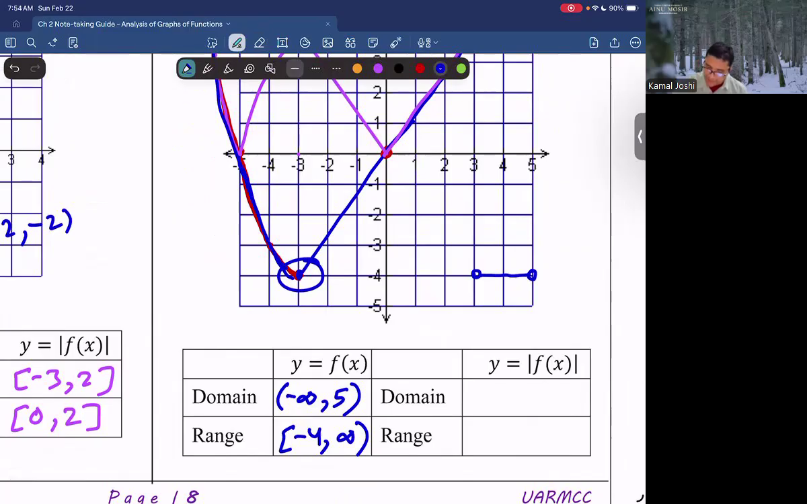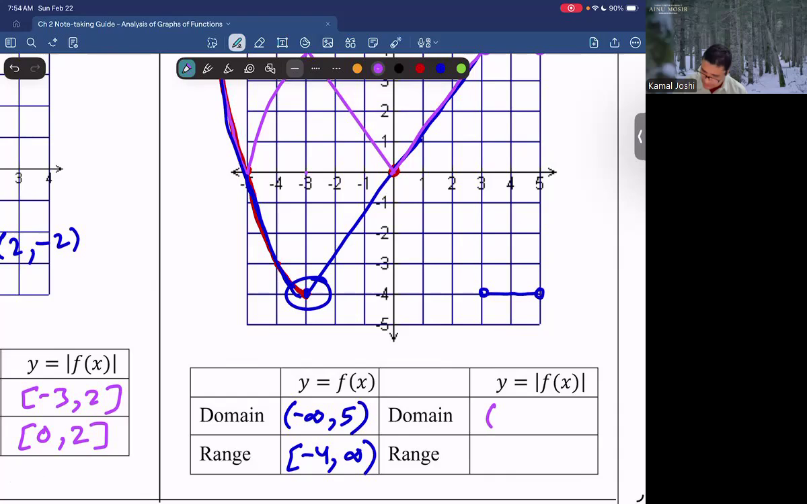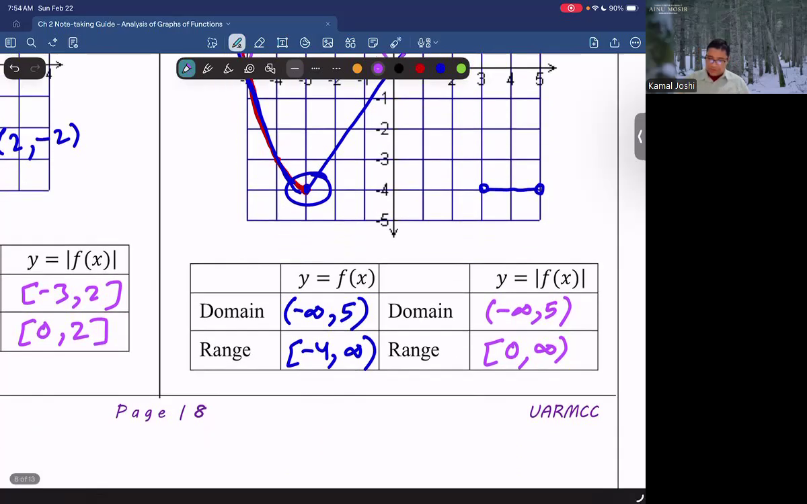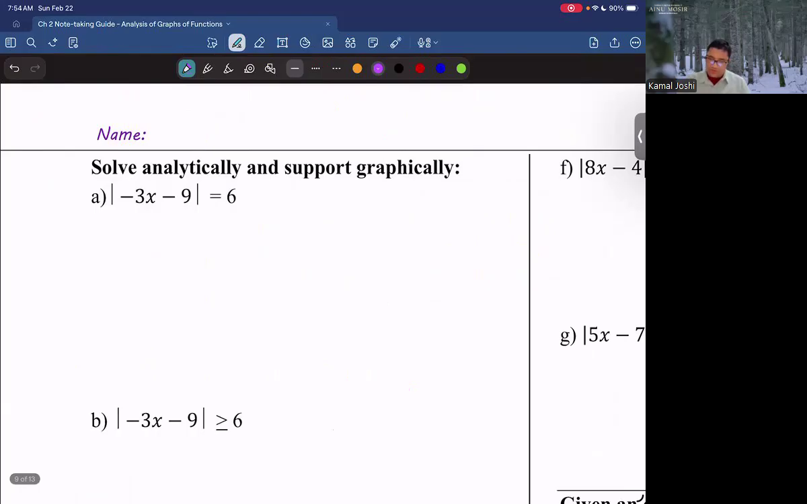Okay. And when you reflect it and obtain the absolute value, the domain does not change, right? But the range now, the lowest is only 0. So 0 to infinity. Okay. All right. So with that, I'm going to stop this video. In the next video, we'll talk about solving some equations analytically and then draw the graph to support that, we say. Okay. I'll see you in the next video.